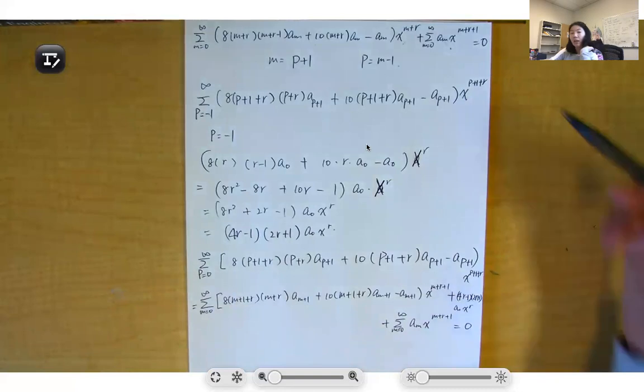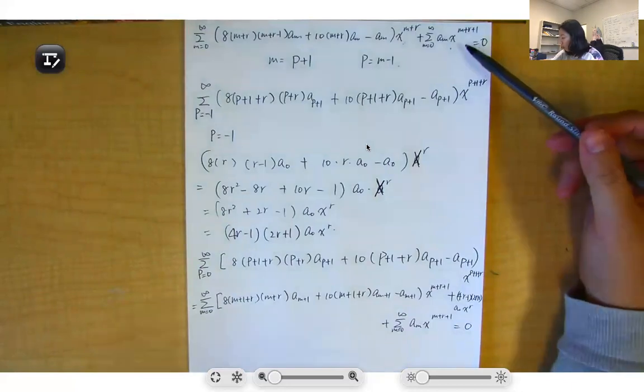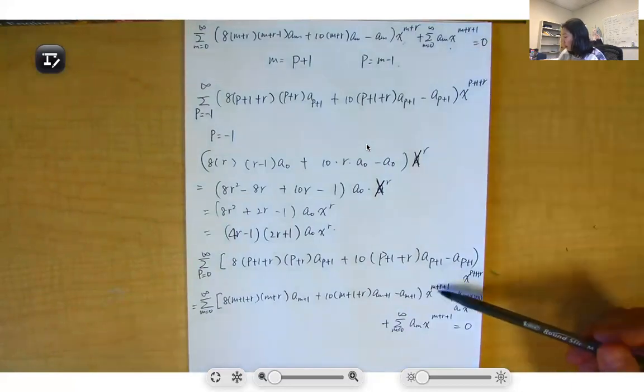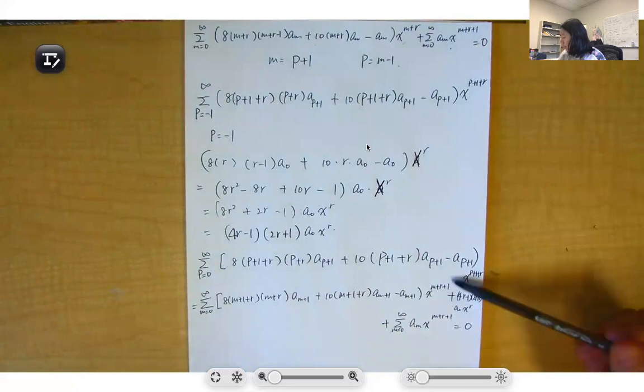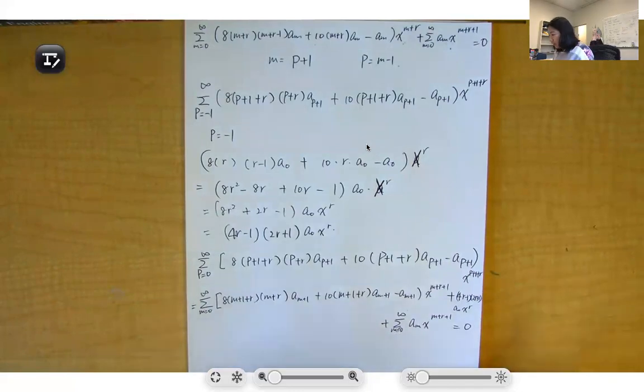So we rewrite our original ODE into power series format, and we shift all the highest terms to be m plus r plus 1, for all the terms in the sum. And also the sum starts with m equals 0 to infinity. So the first step is done.